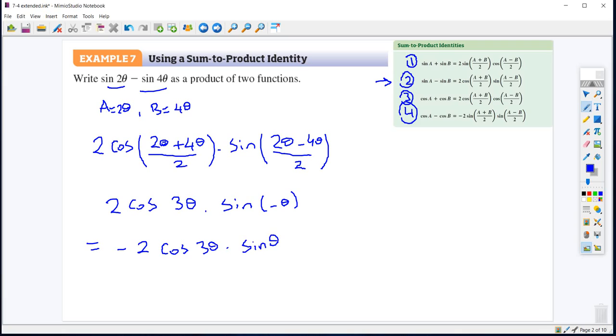One more time, we just carried the negative sign to the front, which we can do for sine. So sine 2 theta minus sine 4 theta is equal to negative 2 times cosine 3 theta times sine theta. That's it. We just converted the difference into a product.